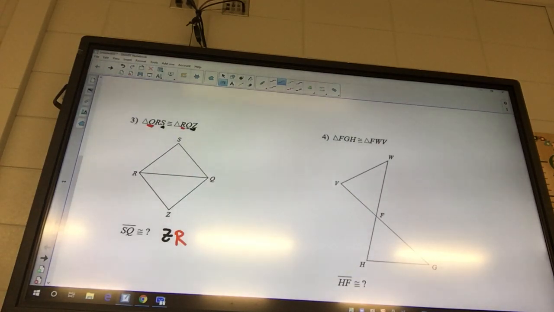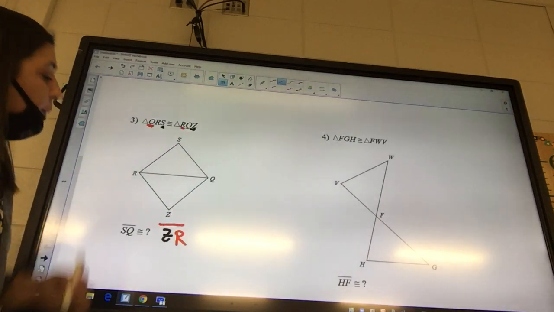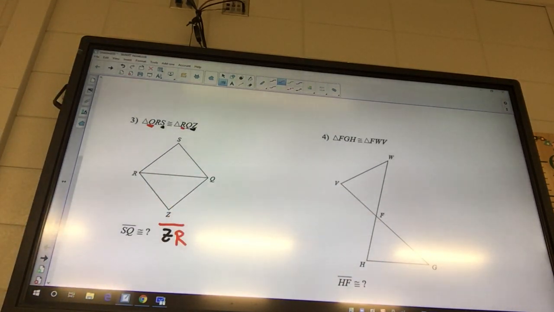Did you remember to mark it? At the top, I need to mark that it is a line segment. It needs to say line segment.